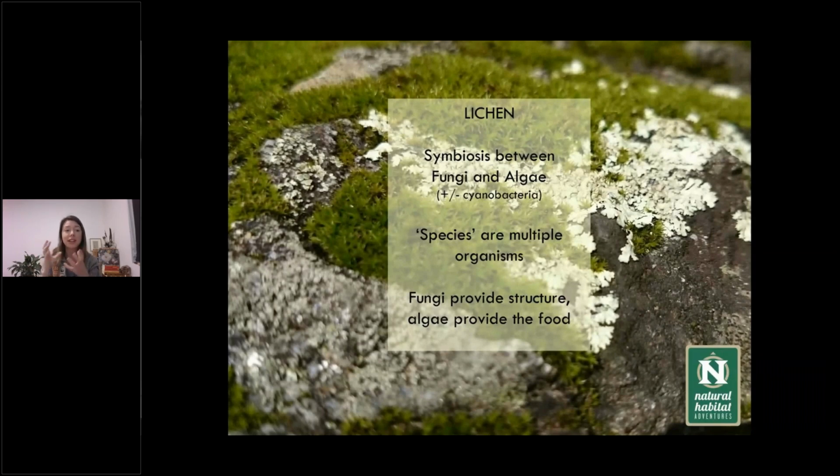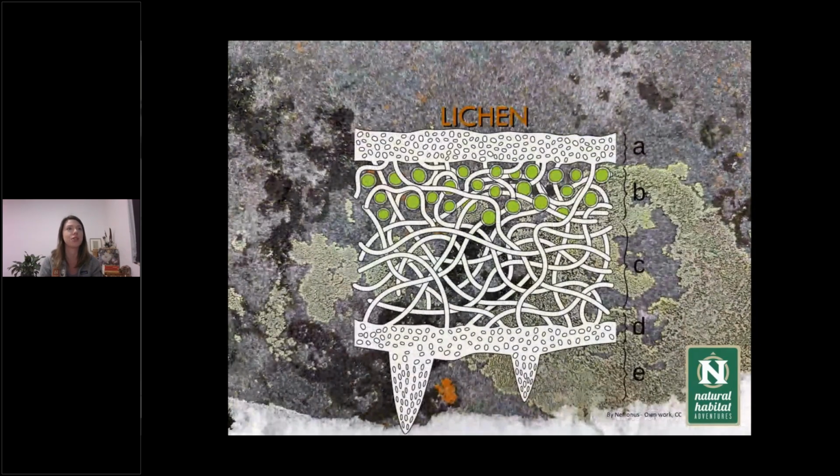So they are really considered their own unit, and we do often refer to the species of lichen, even though it is made up of multiple components. So the fungi is providing that structure and the algae is providing the food. This is a really lovely little diagram that shows a cross-section of lichen. And so all of the white that you can see is our fungal network.